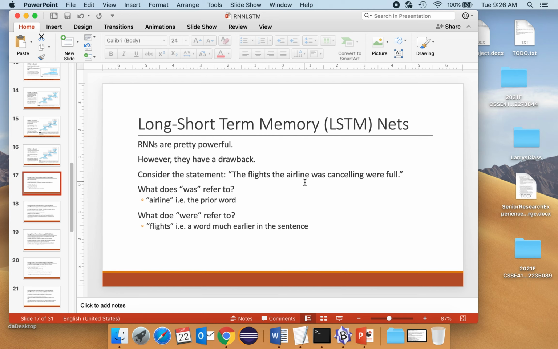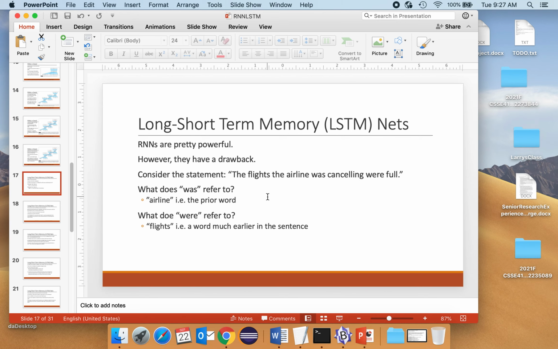The flights the airline was canceling were full. We might be interested in what was is referring to, and what were is referring to. Was refers to the airline, so the airline was canceling. But what does the were refer to? It refers to the flights. So this is much earlier. For reasons that we'll discuss in a moment, RNNs have a hard time processing this.